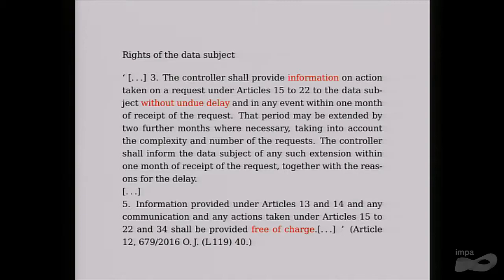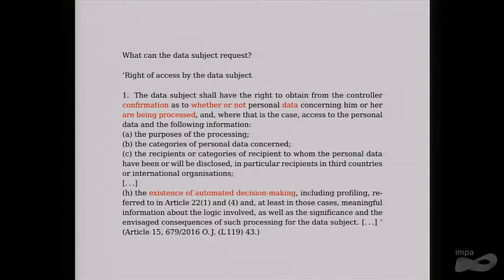And you have also the right of access, so you can ask for confirmation whether or not they have data. Even if they don't have any, they have to answer, we don't have data of you, and if they answer this and later you get a newsletter, then you can file a lawsuit. Okay, and what is really interesting is this here, the existence of automated decision making.